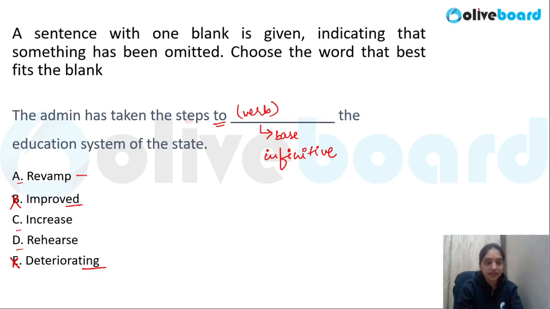Option A, revamp means to give something a new and improved form, structure, or appearance. So, revamp here means improve. Option C says increase, and option D says rehearse. Rehearse means to practice. So, this does not fit the context of our sentence, and this is also incorrect because you cannot increase the education system. What you can do is you can improve the education system. So, A is the correct answer. A here fits in grammatically as well as contextually.